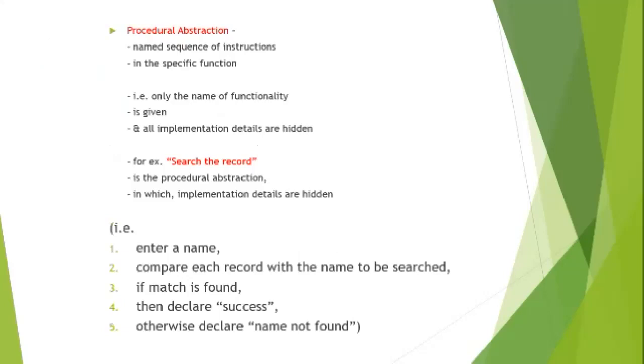Procedural abstraction is a named sequence of instructions for a specific function, that is, only the name of the functionality is given and all implementation details are hidden. For example, search the record is a procedural abstraction in which implementation details are hidden, that is, enter a name, compare each record with the name to be searched. If a match is found, then declare success, otherwise declare name not found.